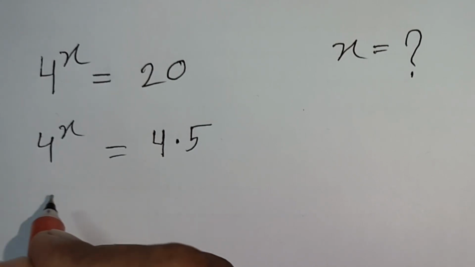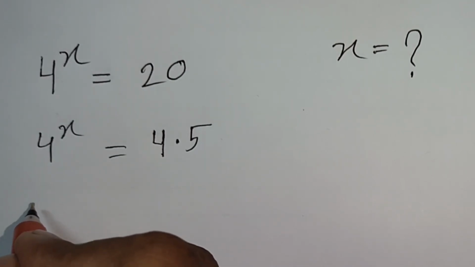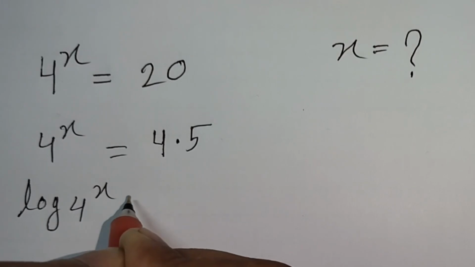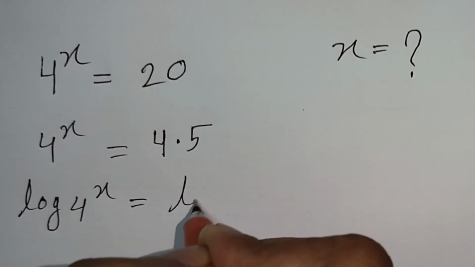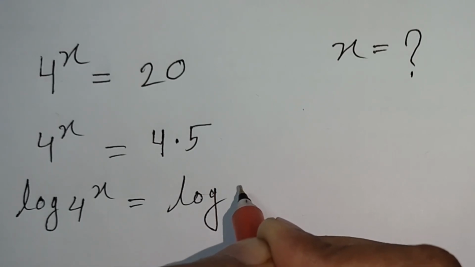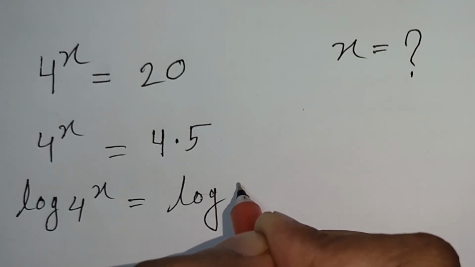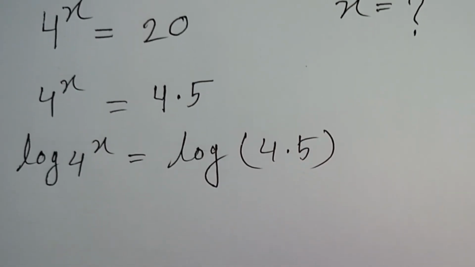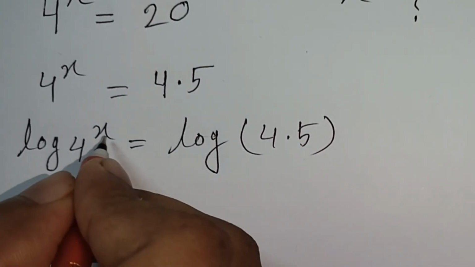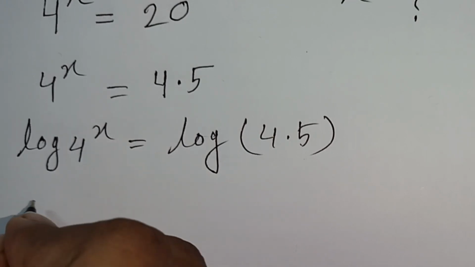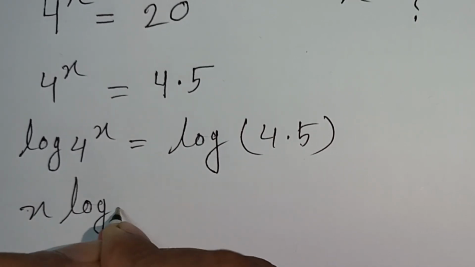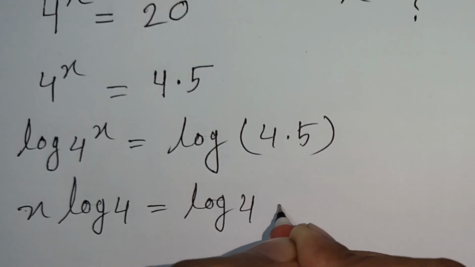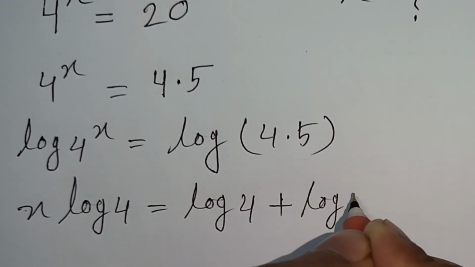Then I will explain log 4 to the power x is equal to log 4, 5. x log 4 is equal to log 4 plus log 5.